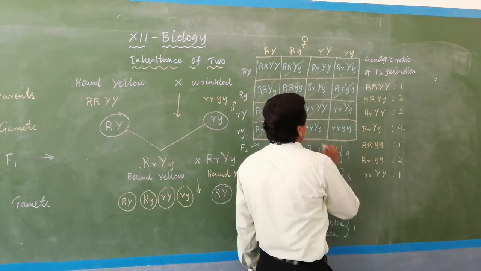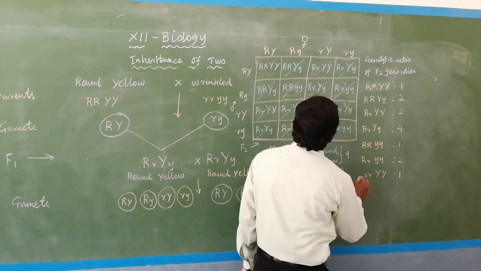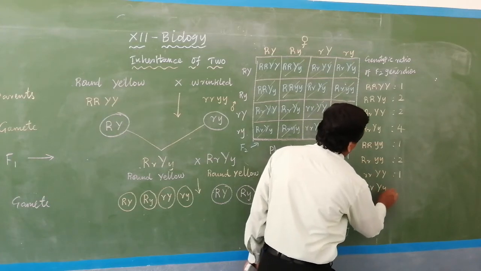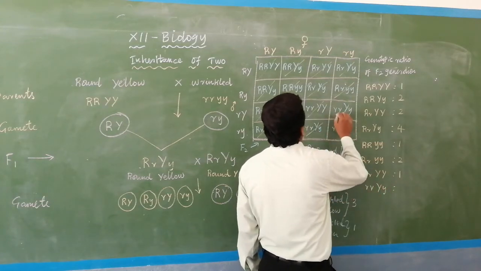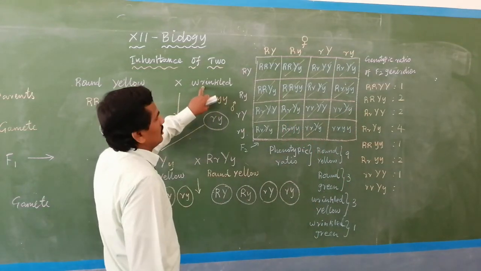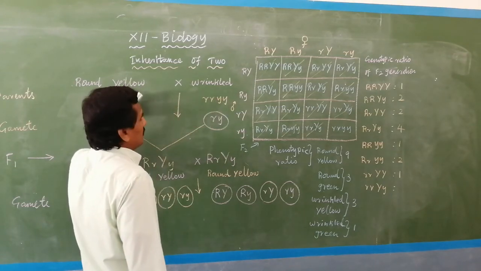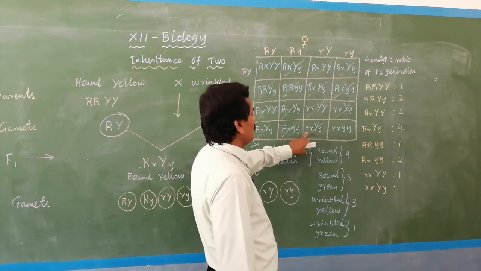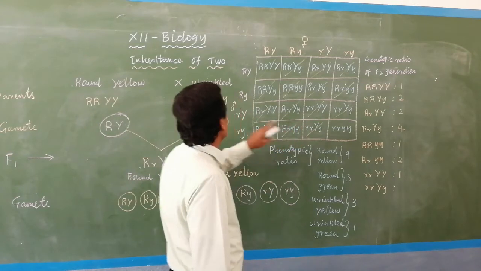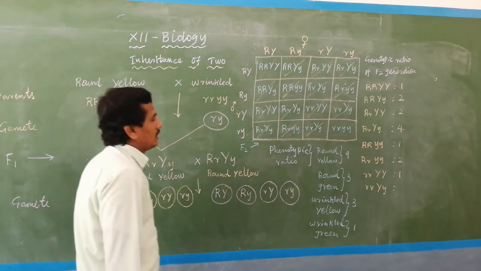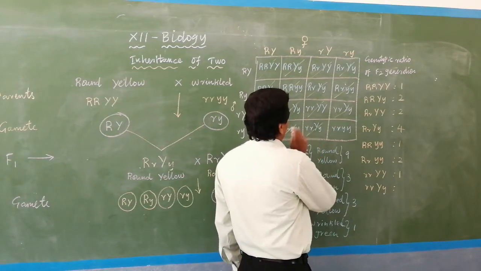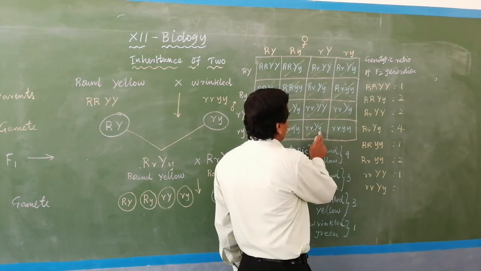Then the next one, small r, capital Y, small y, 1, 2. Small r represents the wrinkledness and capital Y represents the yellow. This plant shows wrinkled seed shape and yellow cotyledon. This is homozygous wrinkled seed and heterozygous yellow.